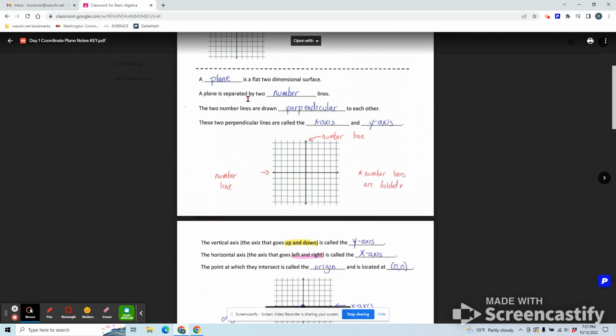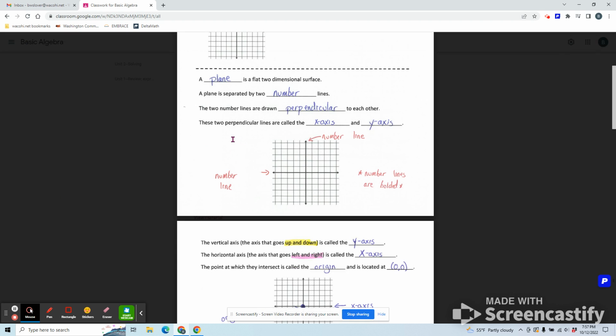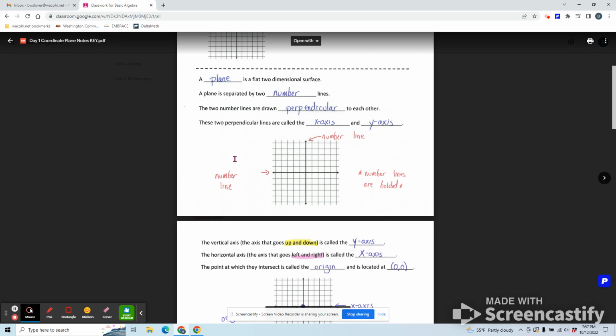So a plane is a flat two-dimensional surface. It's separated by two number lines. Two number lines are drawn perpendicular to each other. So perpendicular just means it's going to form a right angle. So it's two straight lines that form a right angle. Think of the corner of a piece of paper. It's a right angle. These two perpendicular lines are called the x-axis and y-axis.